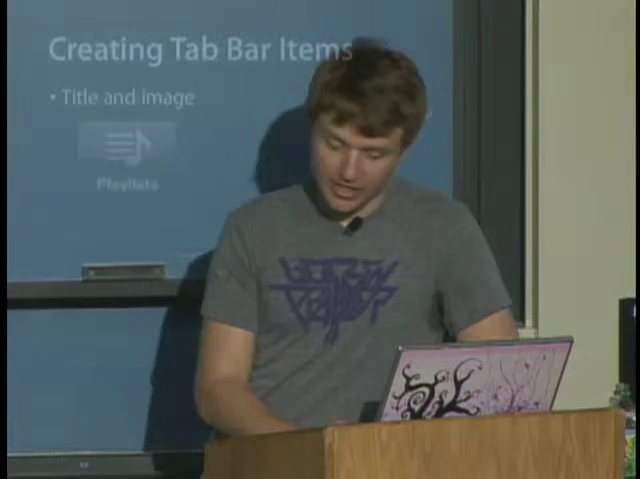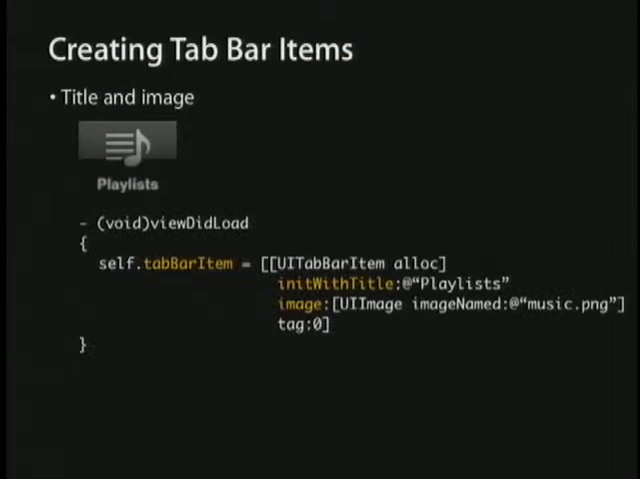So let's go through a couple of little examples here. We want to have a title and an image. So we've got this little playlists image, and we want the playlist title. The way you might do this is by instantiating a UITabBarItem, set the title, set the image, and this image here is actually a black and white image, where it's basically just using, actually, it's not even just black and white.